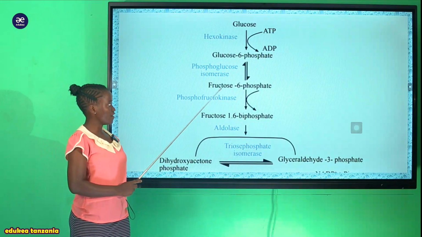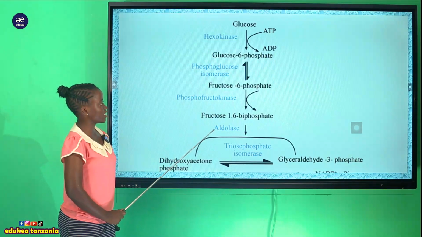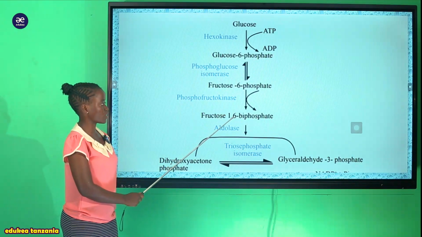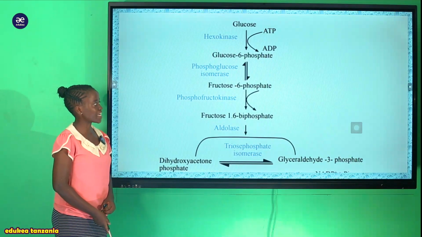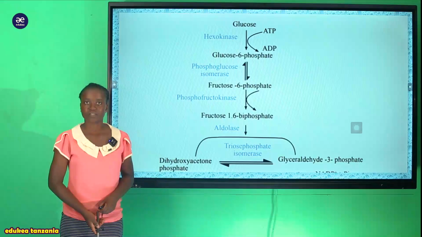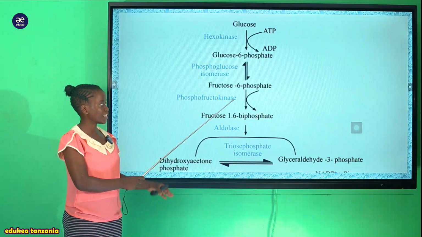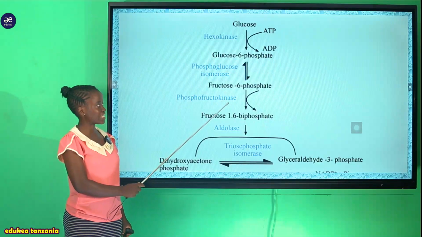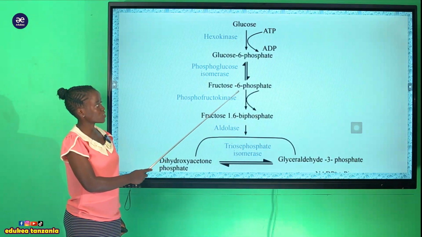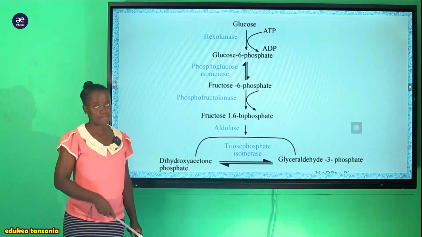And after formation of the fructose 6-phosphate, we have another enzyme that helps us in the formation of fructose 1,6-bisphosphate, meaning that in this reaction we add a phosphate group. That is why here we use phosphofructokinase. This phosphofructokinase helps the addition of a phosphate group to fructose 6-phosphate, so that we can form fructose 1,6-bisphosphate.